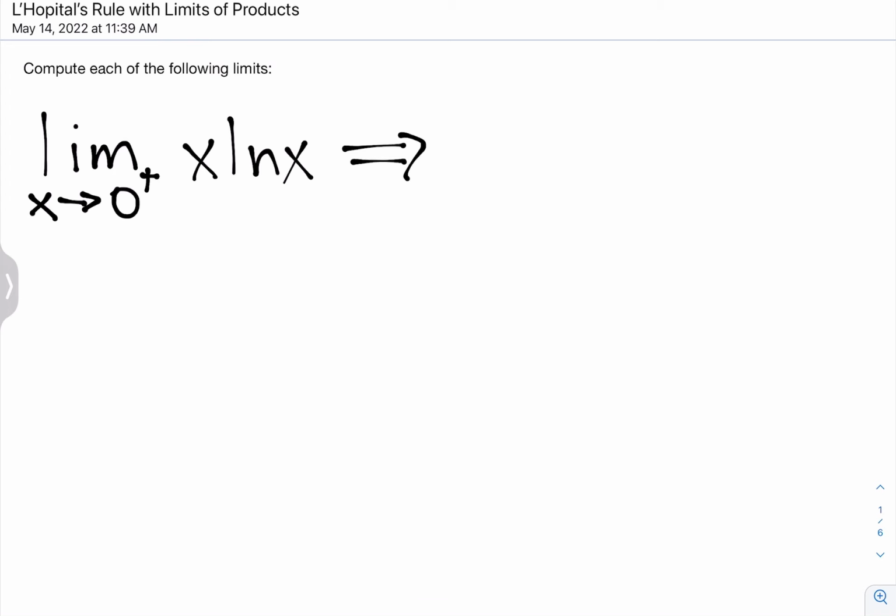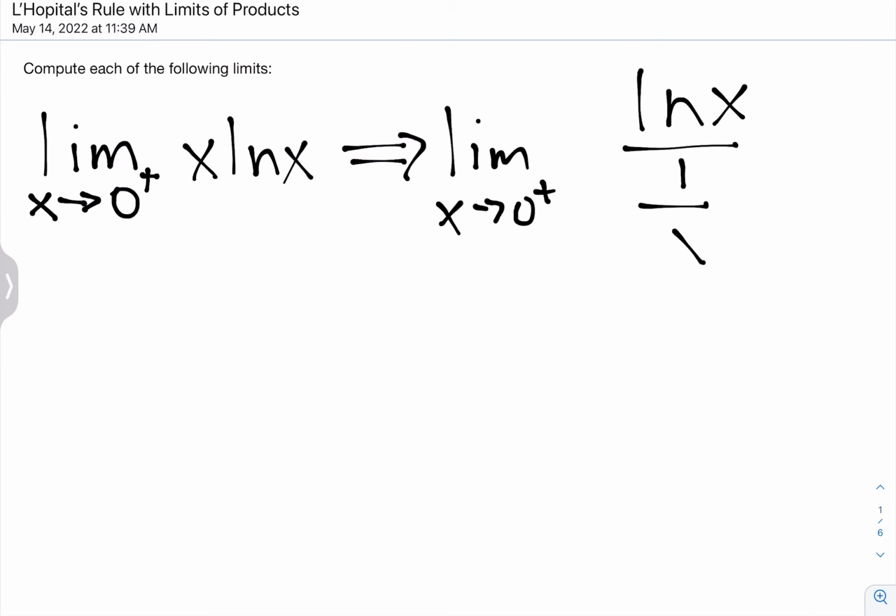This can be rewritten as the limit as x approaches 0 from the positive direction of the natural log of x divided by 1 over x. So remember, we can take this bottom, bring it out, flip it, and multiply it. So this is the same as x times the natural log of x, dividing by the reciprocal. Okay, so now if we plug in x, we're going to get the natural log of 0, which is undefined, divided by 1 over 0. So both of those are undefined.